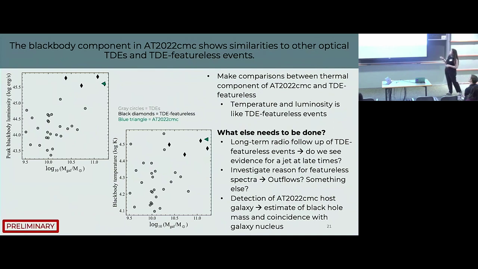So for that reason, I'm really interested in exploring the reason for this featureless spectra in these objects. So it could be something related to outflows, something else. I'd love to hear ideas. Lastly, I want to point out that this is an upper limit on the host galaxy mass. We actually don't have a good estimate of the host galaxy or the black hole. So once we get that, this could very well change.